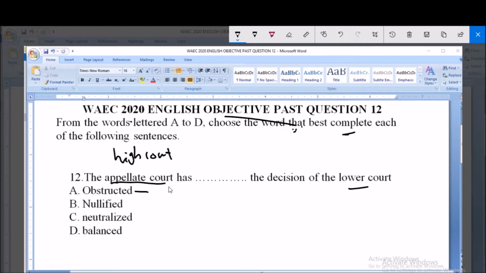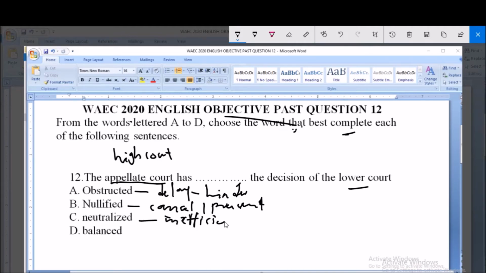Obstructed means delay. It's also a verb, or hinder. Then option B is nullified. Nullified means cancel or prevent. Then neutralize simply means make it inefficient. When you make something inefficient. Then balance means harmonized.